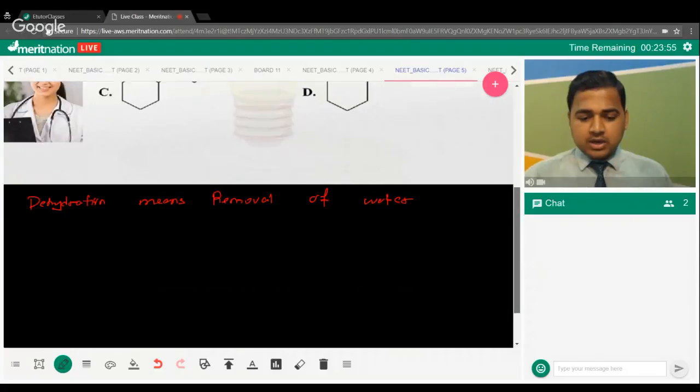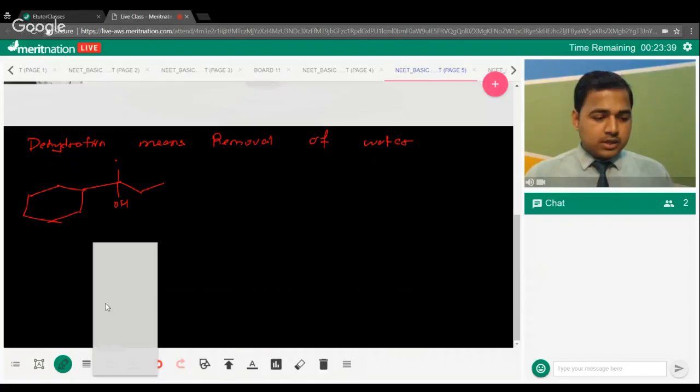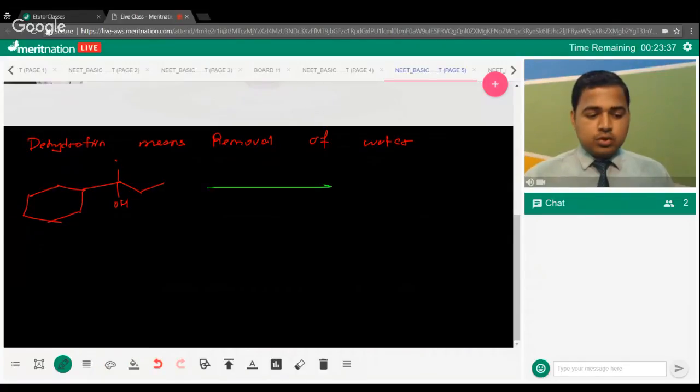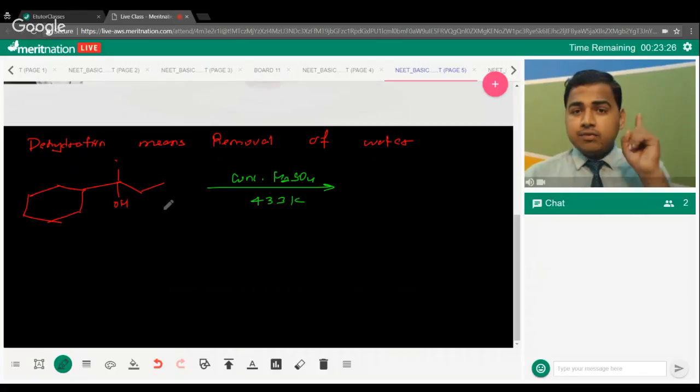So what happens, students? This is the alcohol, and there is OH. We are utilizing concentrated H2SO4 in the dehydration reaction at 433 Kelvin. If you remember, if we do the dehydration of alcohol, we get the alkene, and if you do the hydrolysis of alkene, we get the alcohol.